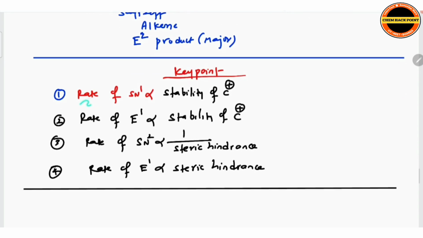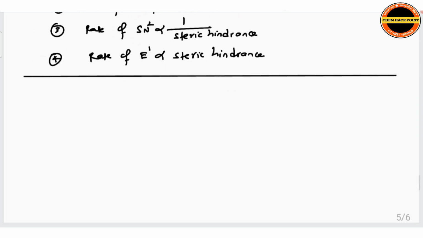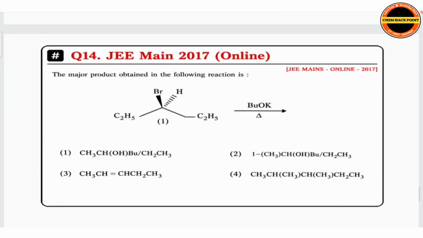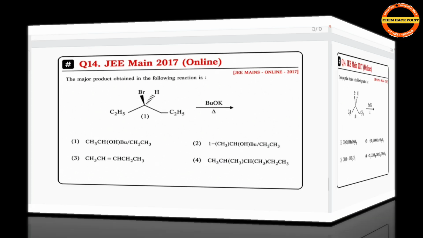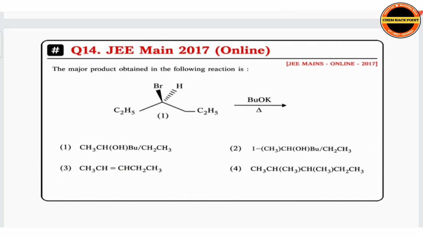Key point: rate of SN1 is proportional to the stability of the carbocation, and so is the rate of E1. Rate of SN2 is inversely proportional to steric hindrance, while rate of E1 is directly proportional to steric hindrance. These key points are more than sufficient to solve most of the questions based on SN1, E2, E1. See here, a JEE Mains 2017 question. Observe the question.